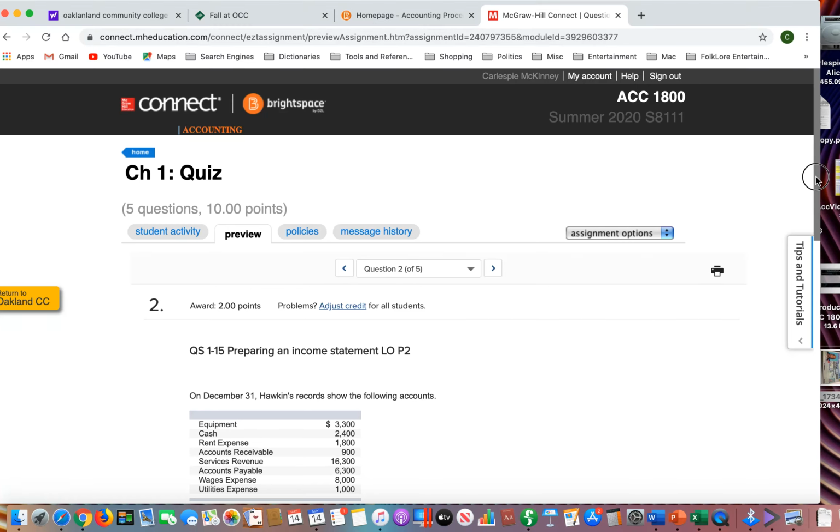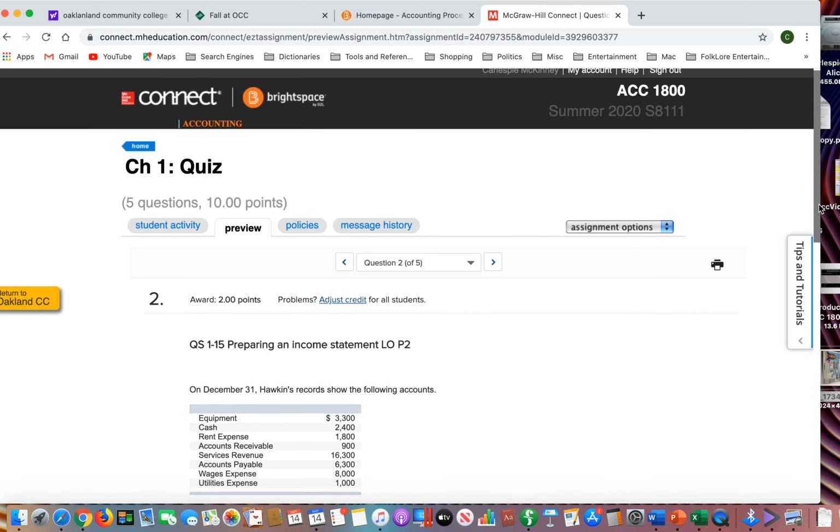I want to give you an example of how to perform some of the solutions to what you may see on an exam. Here we have a problem where they list the accounts: equipment $3,300, cash $2,400, and so forth. And with this information, we're asked to prepare an income statement.